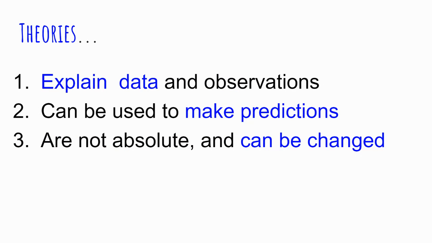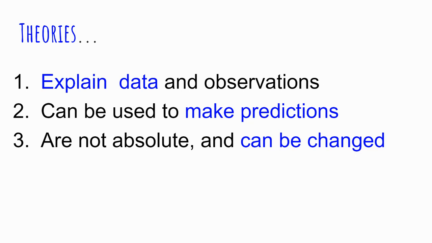Next up, we talk about theories, and they can do a couple different things. They can explain data and observations that we've made. They can make predictions about something that might happen. Or another little add on about theories is that they're not quite absolute, they can be changed. So let's break that down a little bit more.